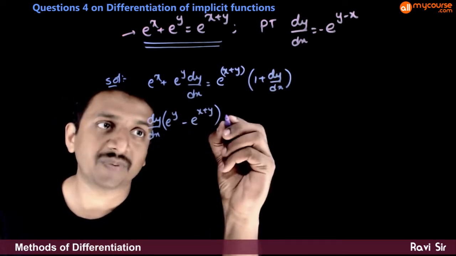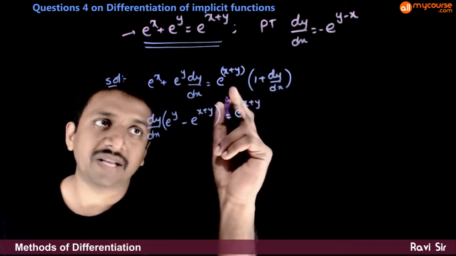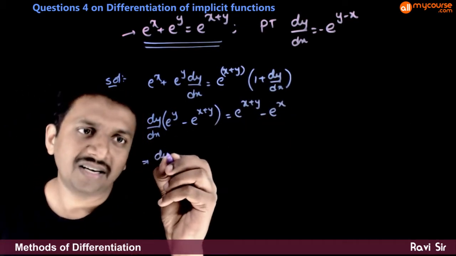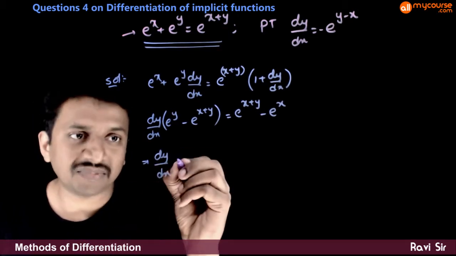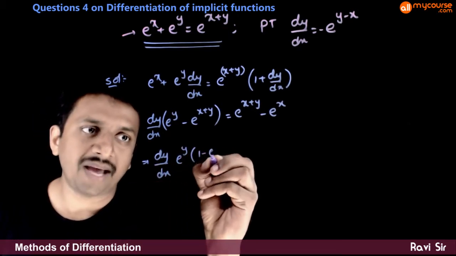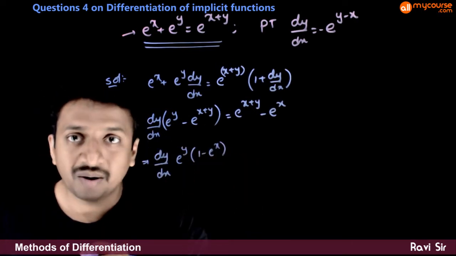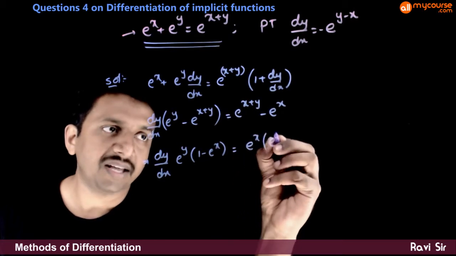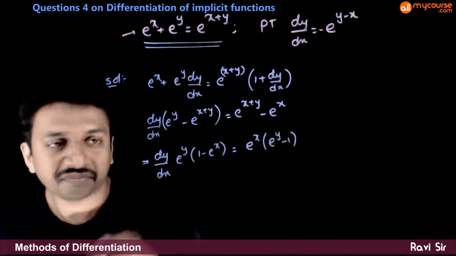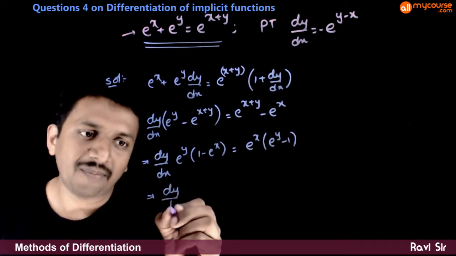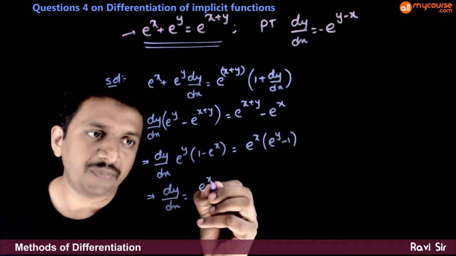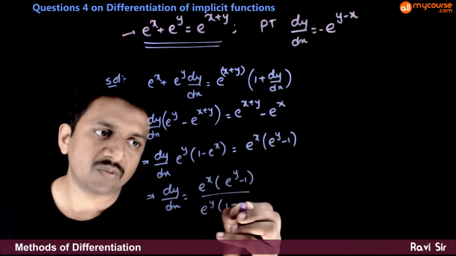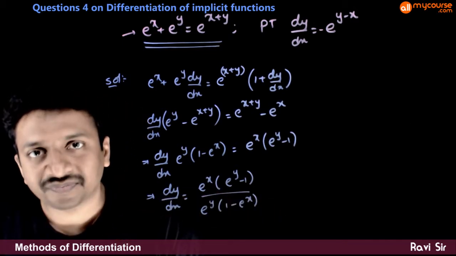dy/dx into e^(x+y) if it comes onto this side: e^y minus e^(x+y) is equal to e^(x+y) minus e^x. This implies dy/dx times e^y times (1 minus e^x), if you take e^y common, is equal to, here if you take e^x common, e^x times (e^y minus 1). This implies dy/dx is equal to e^x times (e^y minus 1) by e^y times (1 minus e^x), right?